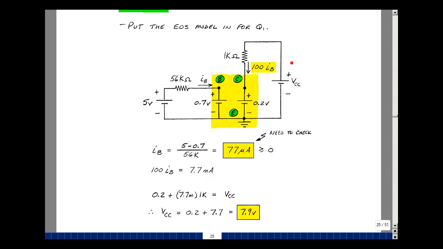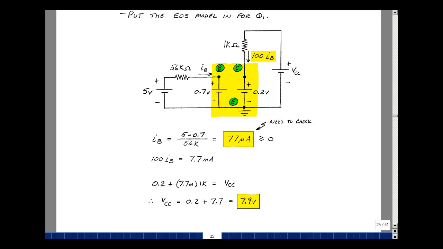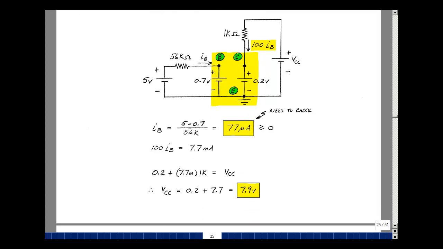Now we can solve for the battery. The rise in voltage equals the drops around the loop. 100 I sub B, which is 7.7 milliamps times 1K, plus 0.2 has to equal the battery VCC, and that's 7.9 volts. This battery could start out at 15 volts and begin to decay and drop down to 7.9 and still be in the active region.